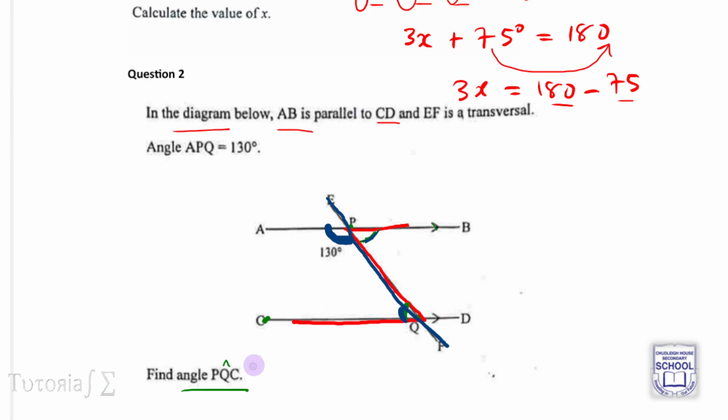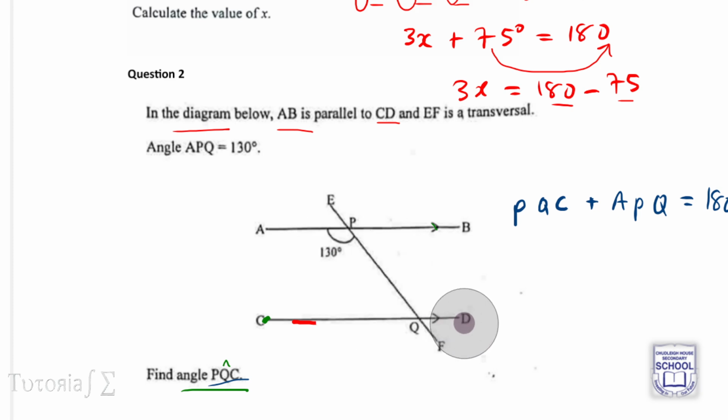So that is the fact that we're going to use for us to find PQC. So we know that this angle here, which is PQC, and this one are facing each other. So meaning that when they are added, PQC plus this other angle here, which is APQ, they add up to 180 degrees. Okay, so that is what you should note.